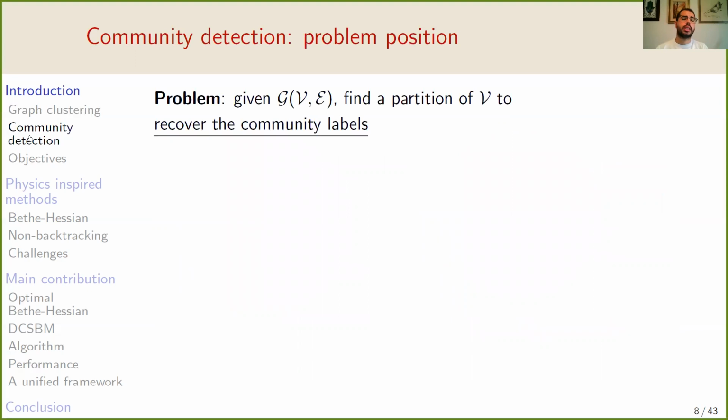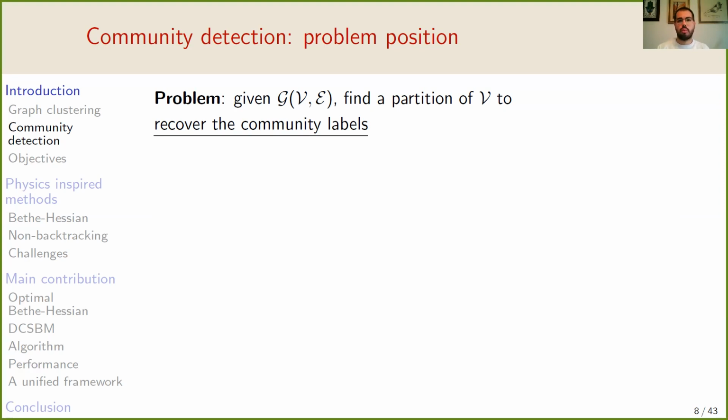So what is community detection? The idea is that given a graph, we want to find a partition of the nodes to recover the community labels. This is a bit tautological because what are communities after all? The easiest way to visualize this problem is to think of a social network in which we have groups of friends, groups of colleagues, groups of people sharing some similar interests that interact more often among themselves. So we have a graph in which we have groups of nodes that interact more often, and we want to recover the community given the graph.